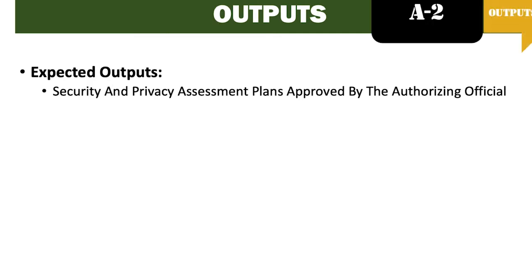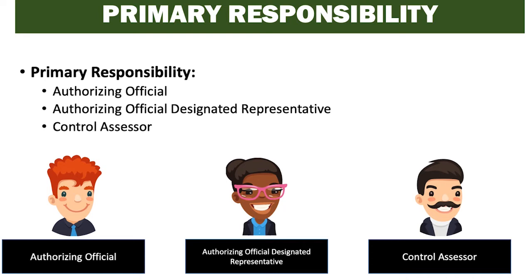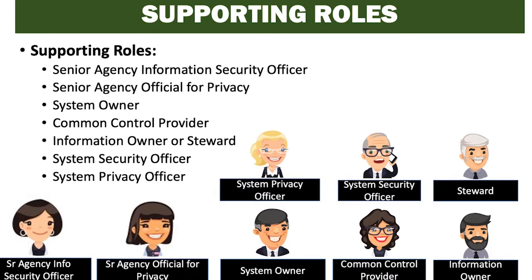Expected outputs for this task is the security and privacy assessment plan approved by the authorizing official. Primary responsibility for this task is on the authorizing official, the authorizing official's designated representative, and the control assessor. They're supported by the Senior Agency Information Security Officer, the Senior Agency Official for Privacy, the System Owner, the Common Control Provider, the Information Owner or Information Steward, the System Security Officer, and the System Privacy Officer.